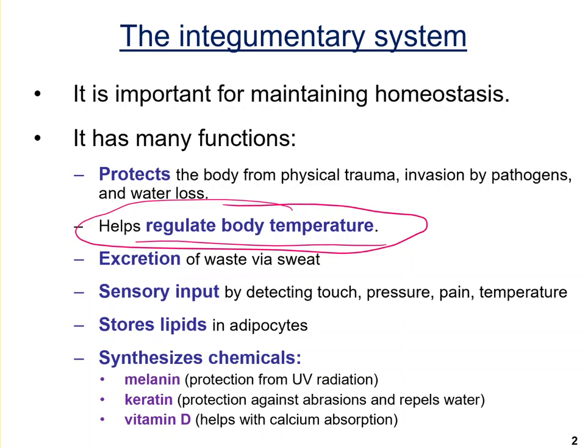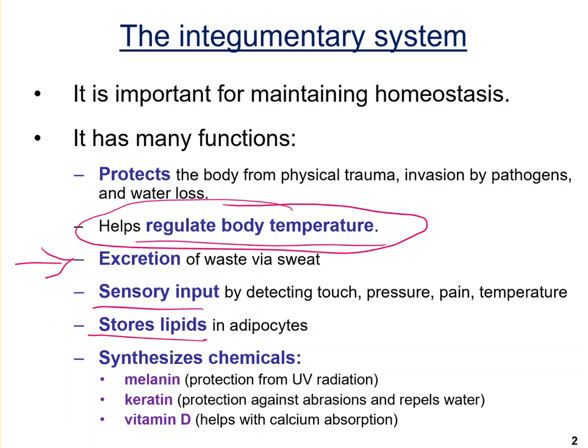Other things that your body's going to do is excretion, which is excretion of waste via sweat. So when you sweat, you're removing water from the body, you're cooling down the body, but along with that water, you are also removing other things like electrolytes, and other waste can be removed via the sweat. So excretion is important. Sensory input, because as I mentioned, your integumentary system is going to be full of nerve endings. So therefore, you can do things like detect touch, pressure, pain, temperature, etc.